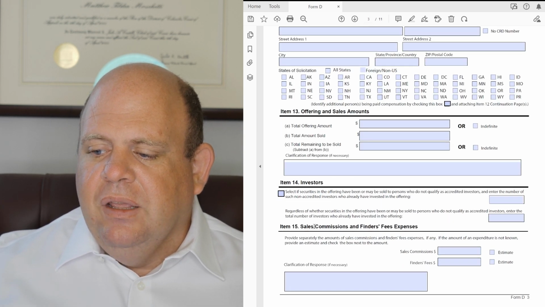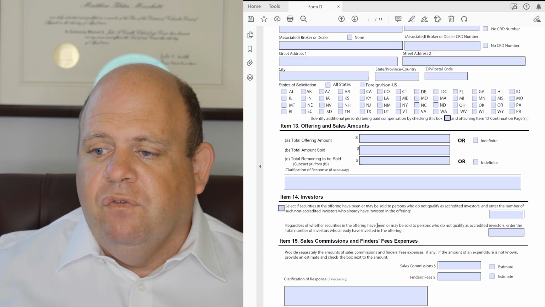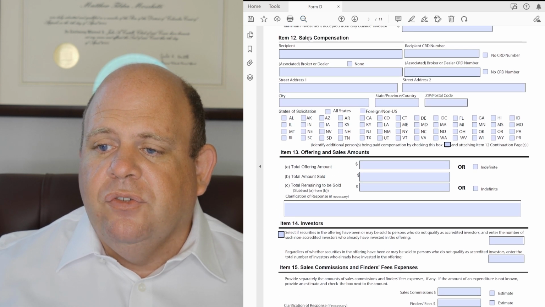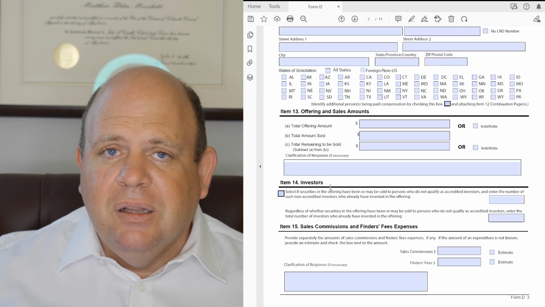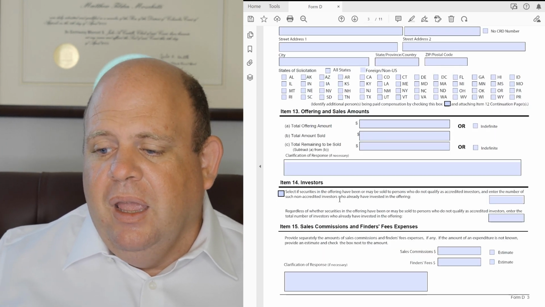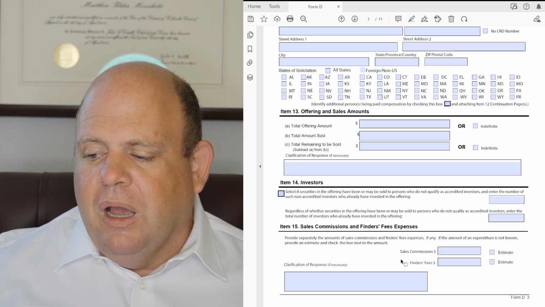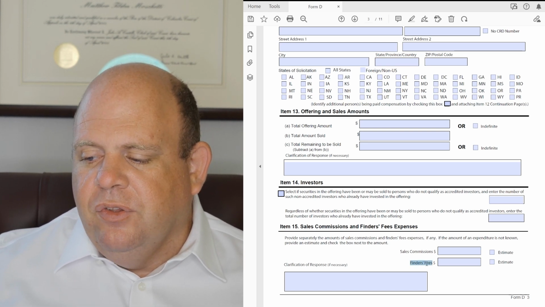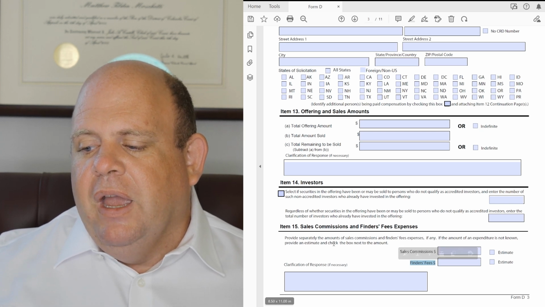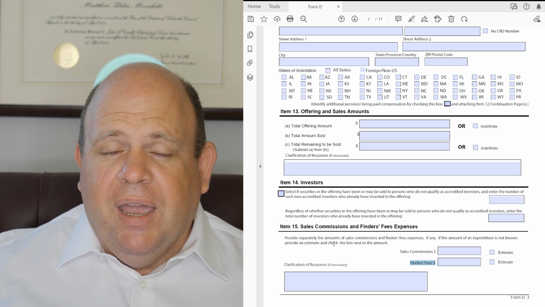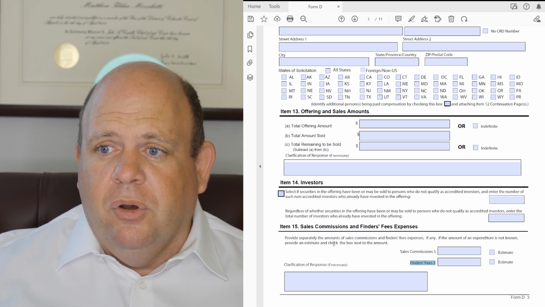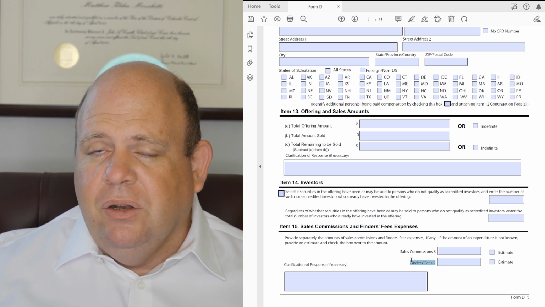Line 15 is sales commissions and finder fees. Much like up here, sales compensation, you are going to leave this blank unless there is a broker-dealer involved. Now, I know it's very tempting to see this line here and say, finder's fees. Okay, so that means I can pay finder's fees. The fastest way to get in trouble here is to pay finder's fees.